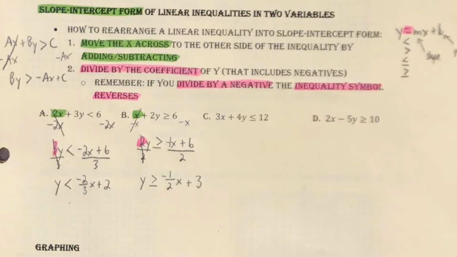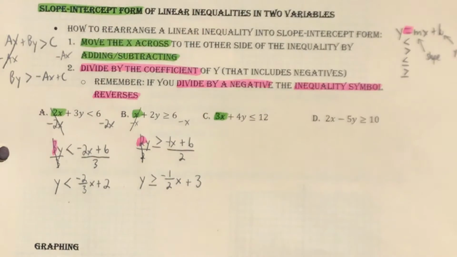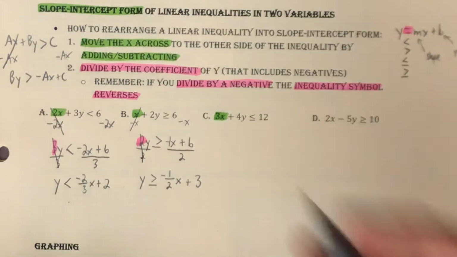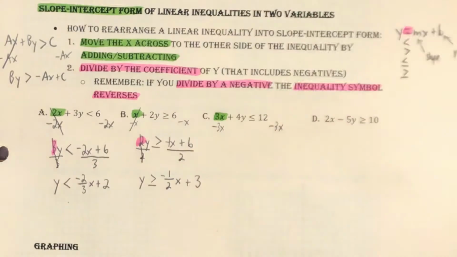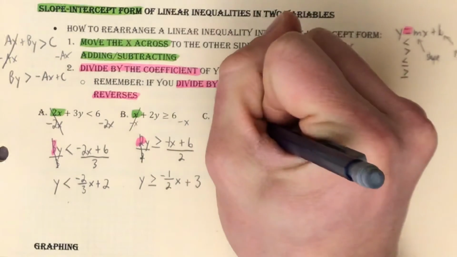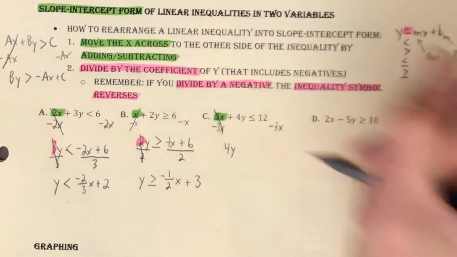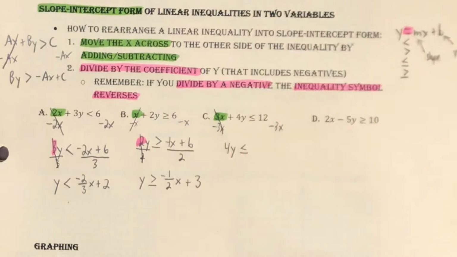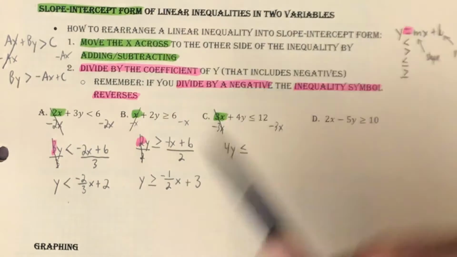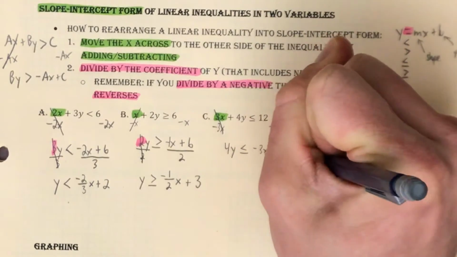So example C, again, first thing I want to do is get the x's off the same side. So I need to move that 3x. Again, it's a positive 3x, so I'm going to subtract 3x from this side and subtract 3x from that side. When I do that, 3x minus 3x cancels, and I'm left with 4y. Subtracting does not change inequality symbols, so 4y is less than or equal to. And then I want my x's first, so negative 3x, and that's a positive 12, so plus 12.